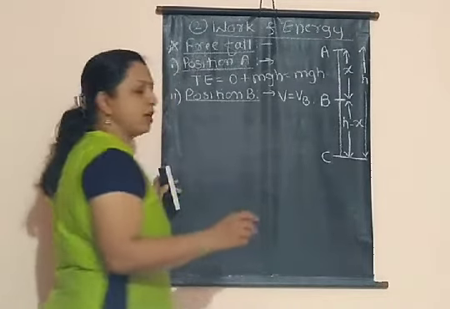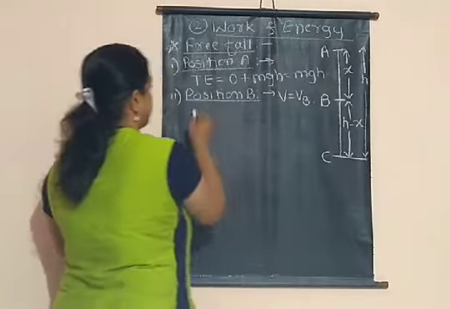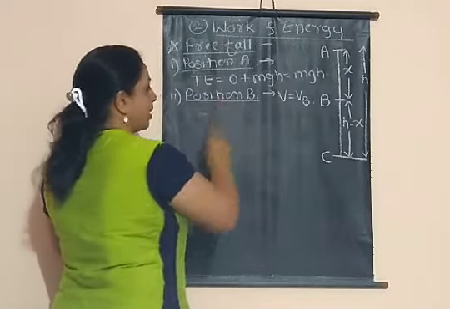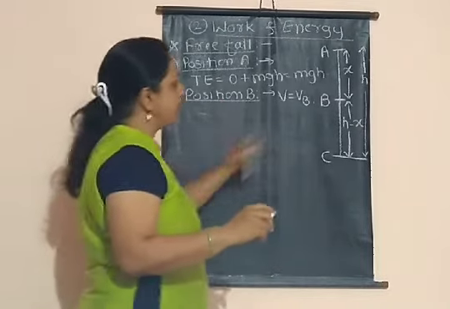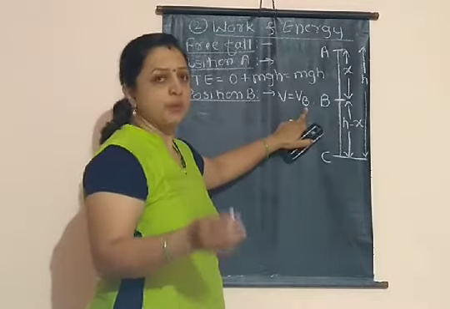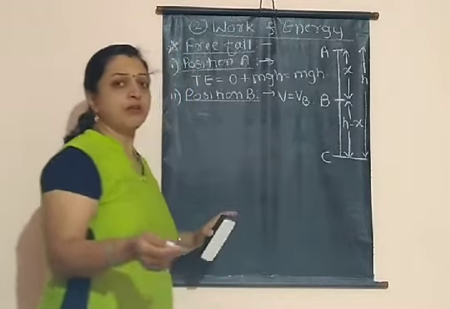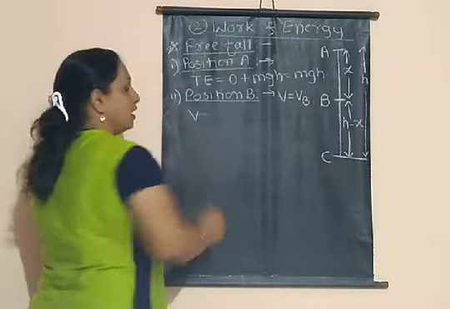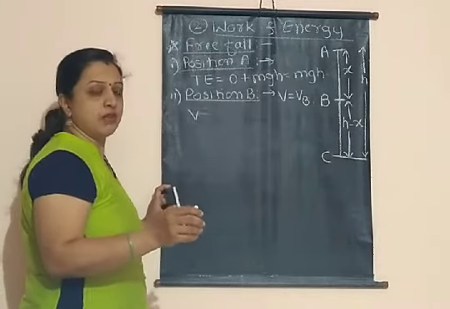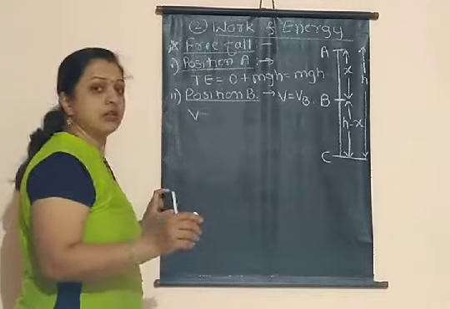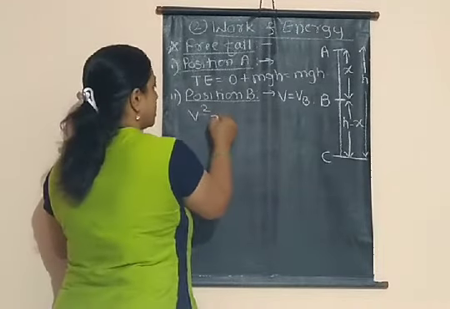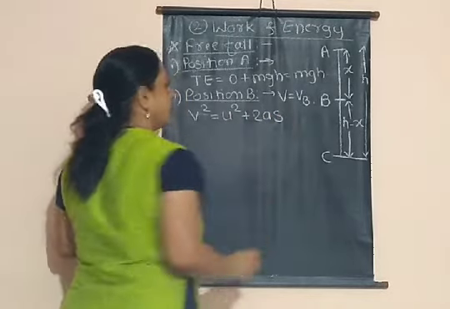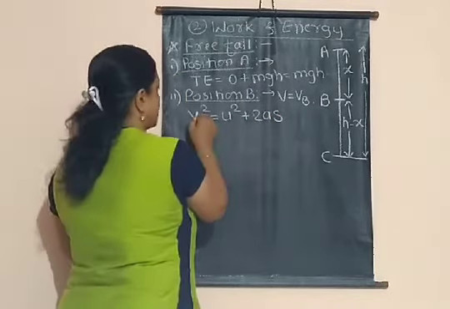So let us first find out the kinetic energy at position B. What is the formula for kinetic energy? Half m Vb square. But in order to find the value of Vb, we have to use one more formula. There are three equations of motion, and here we use the third equation. What is that? V square is equal to u square plus twice as. This is the third equation of motion.